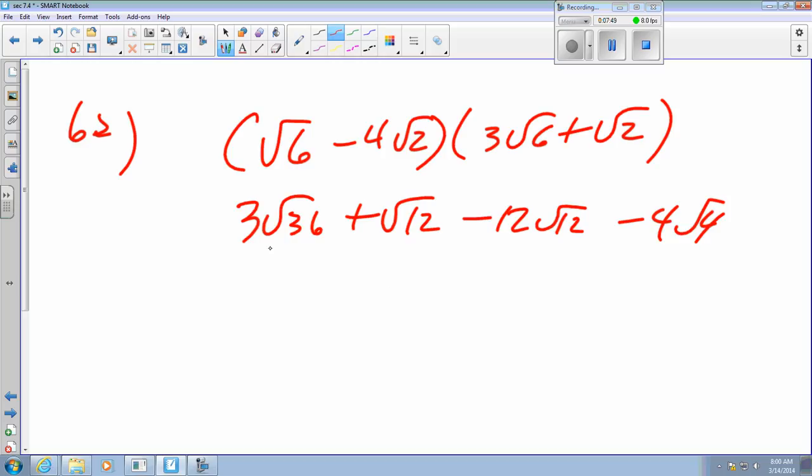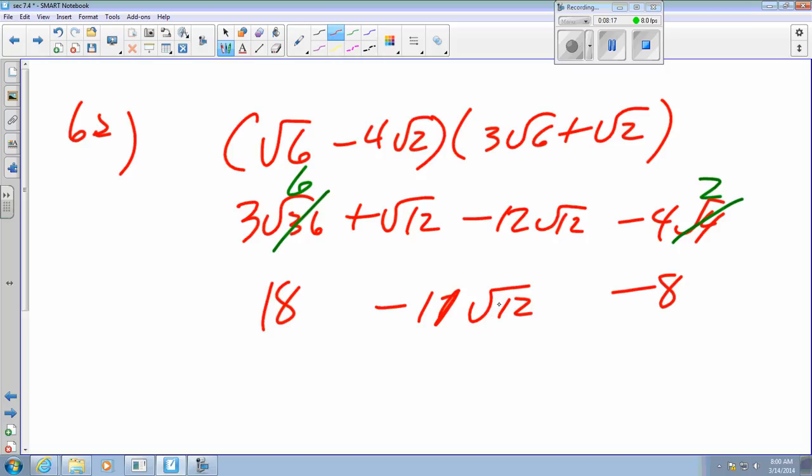A lot of simplifying here. We know that the square root of 36 is 6. I know that the square root of 4 is 2. And we would multiply 3 times 6 to get you 18. And negative 4 times 2 is negative 8. If I put my like terms together here, I have a plus square root of 12 and a minus 12 square roots of 12, which gives me negative 11 square roots of 12. Let's do one more step here. 18 and negative 8 gives me 10.